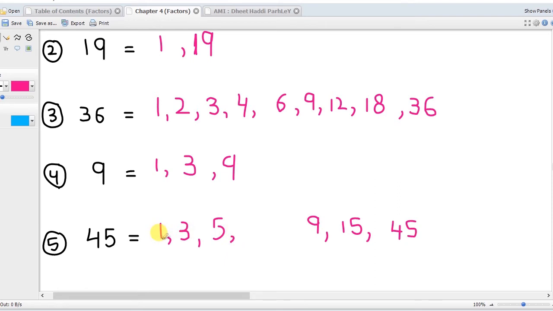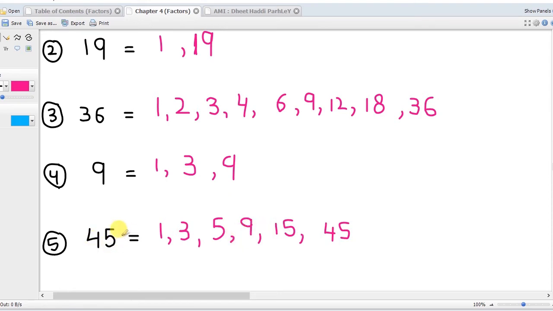Then 6 times table? No. 7 times table? No 45. 8 times table? There is no 45. And 9 times table? Yes, 9 times 5. So see, now the numbers are repeating, 5 times 9 and 9 times 5. So it means we have done all the possible factors for this number. We have made all the possible factors for this 45.